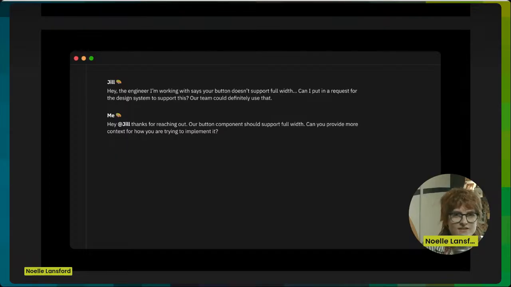And by the way, this is a great way to engage with your consumers, is always ask for the context so that you don't jump to a conclusion too quickly. It would be easy to say, hey, it supports full width, see ya. But we like to be curious. So we've asked, what's the context? How's it not working? Tell me more.